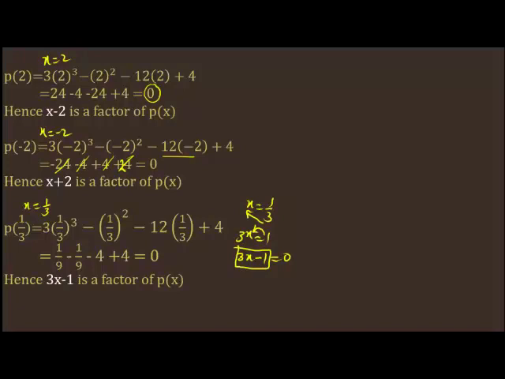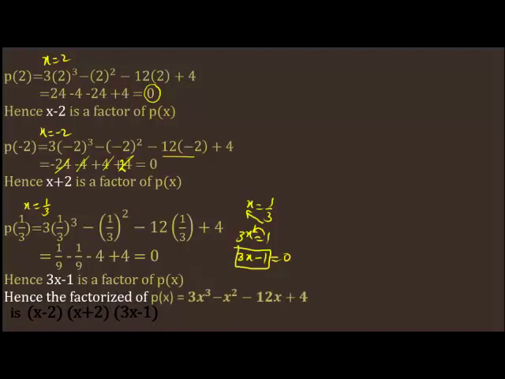So we need 3 factors. So we have done already. So we can say the factorized form of the given polynomial is this: x minus 2, x plus 2, and 3x minus 1. The product of these 3 factors is the factorized form of the given polynomial.